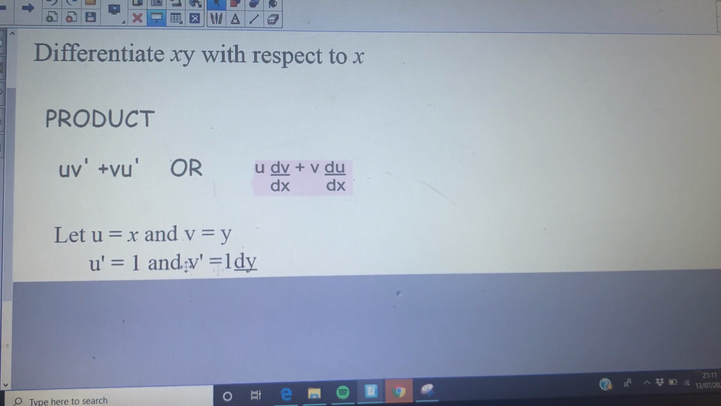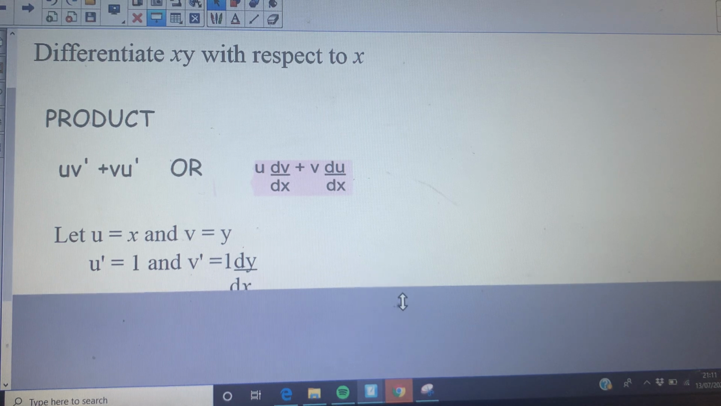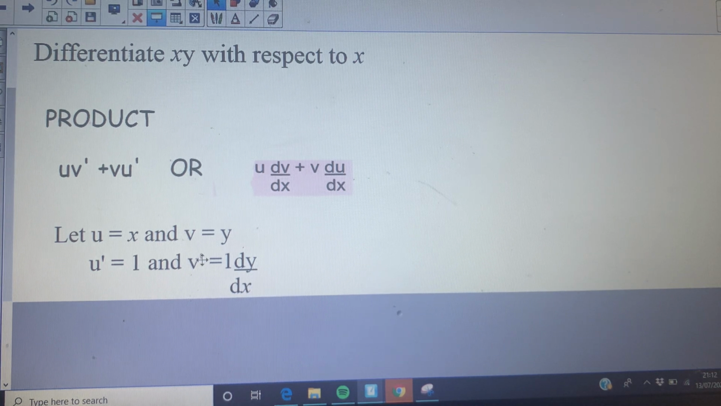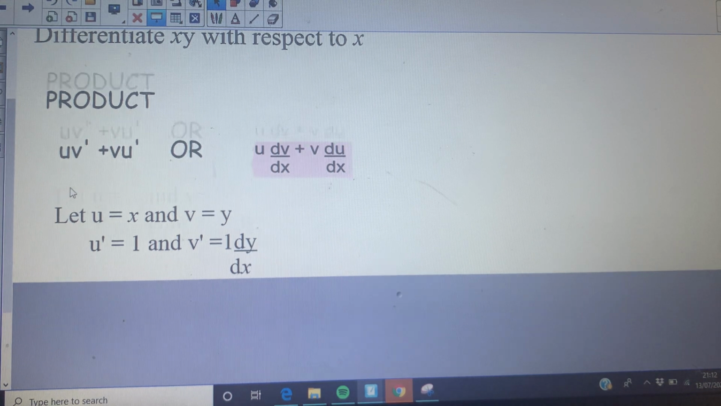I know that du dx or u dash is 1. And of course, I'm going to find dv dx. Now, dv dx, I have to differentiate this y with respect to x. So dv dx or v dash, which is dv dx, you differentiate the y with respect to y and then multiply by dy dx. So this is why it's going to be a little bit ugly.